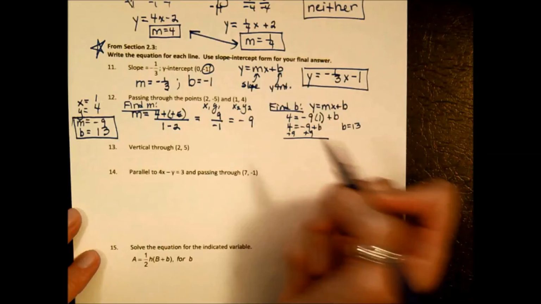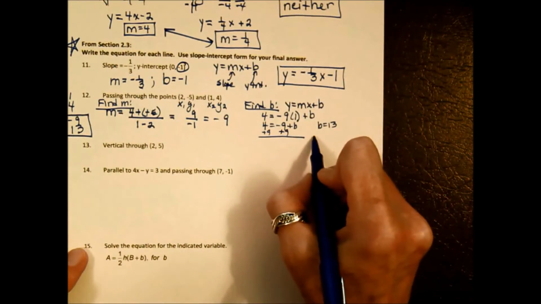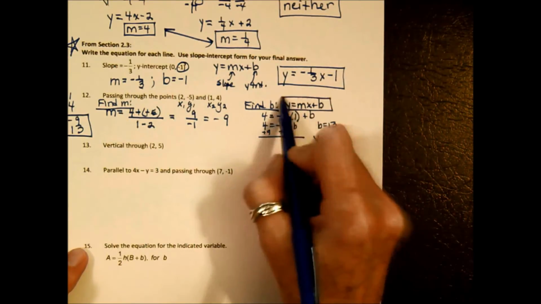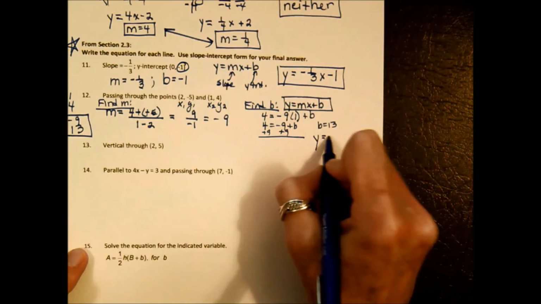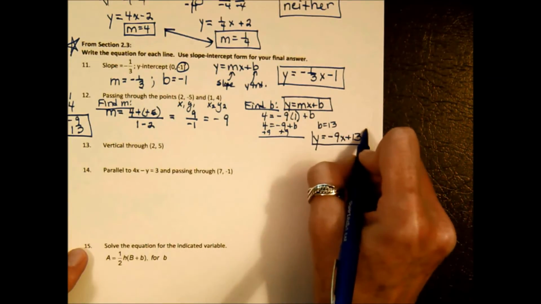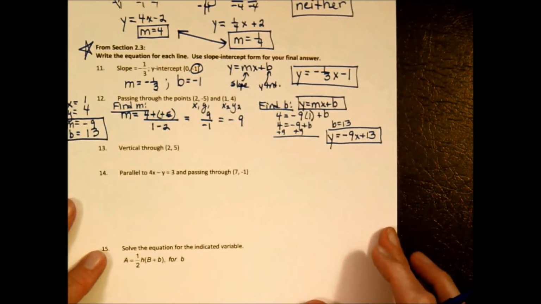Let's write it over here where we have a little more space. We go back to the generic form of the equation, this form where you just fill in the m and the b. y equals negative 9x plus b is 13, and you have the equation of the line. That one had a lot of work in it. All right, let's go to the next one.